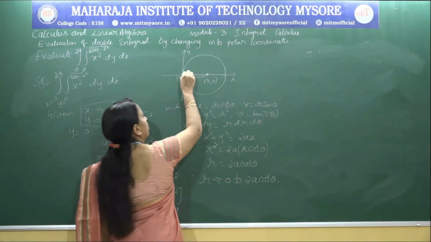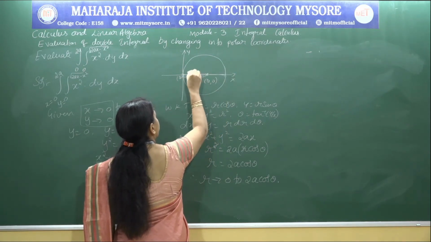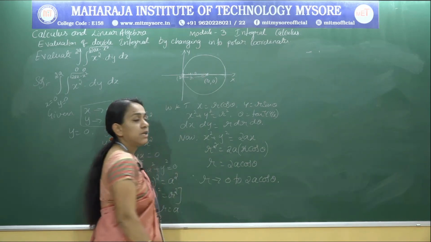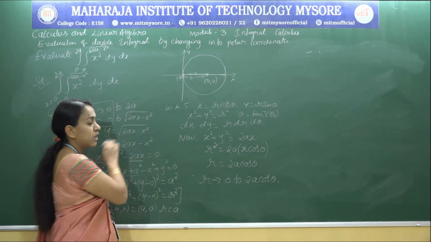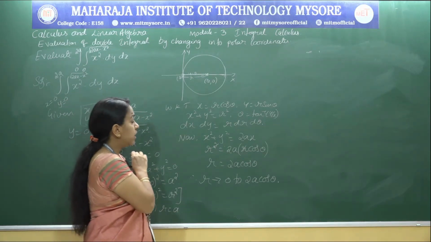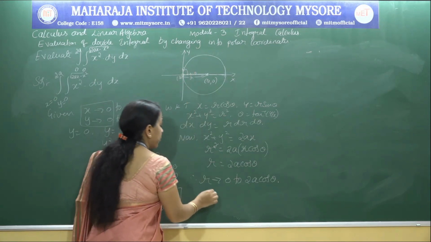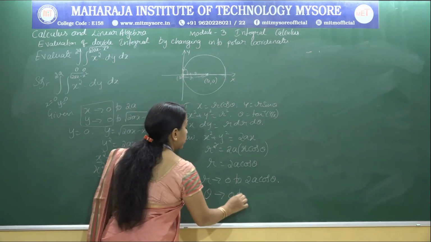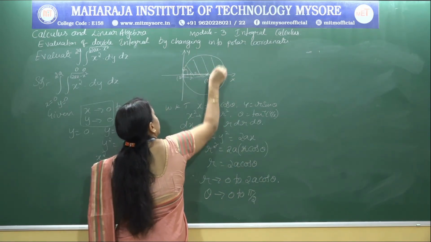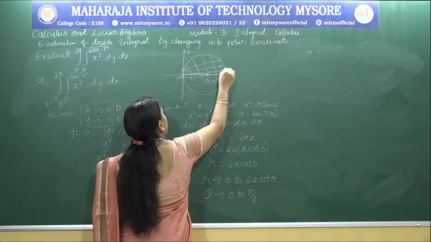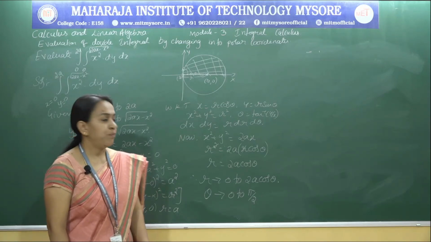So your x and y both vary from 0, it starts from 0, y equal to 0 means it is the x axis, right, and it varies up to the circle. So I can consider the theta value as theta varies from 0 to pi by 2. So theta varies from 0 to pi by 2, that means we are evaluating in the first quadrant. So we know that in the first quadrant our theta is 0 to pi by 2.